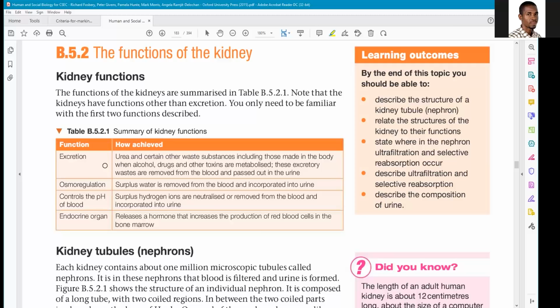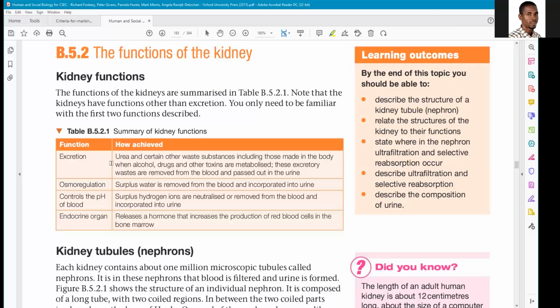Osmo, from osmosis, talking about the concentration of salts, concentration of solution. It also controls the pH of the blood, how acid or how alkaline the blood is. And it is an endocrine organ too. You hear about adrenaline? Watch how the word is spelled. Adrenal. Right, adrenaline. The adrenal gland is located right on the top of the kidney.